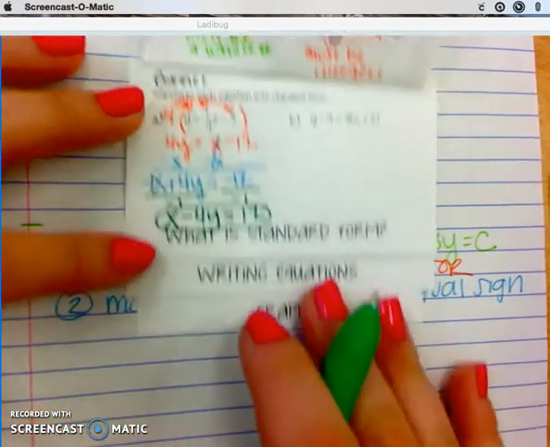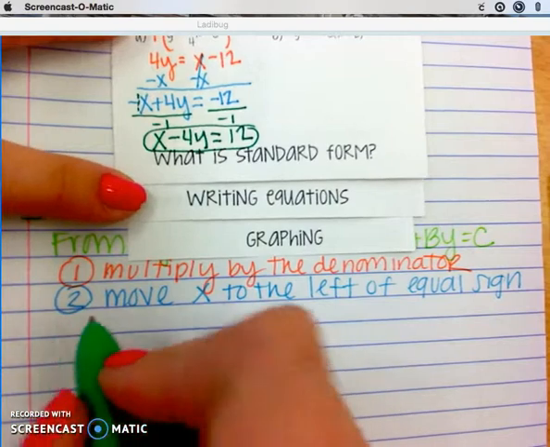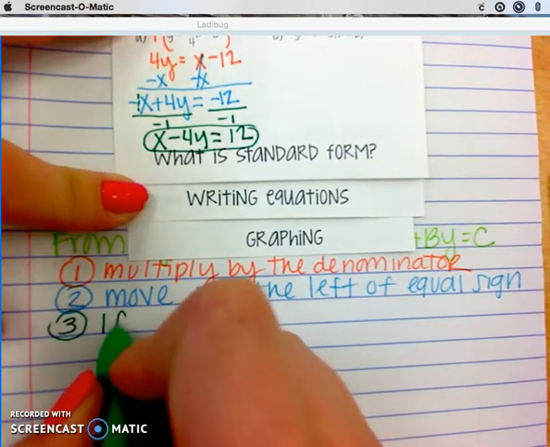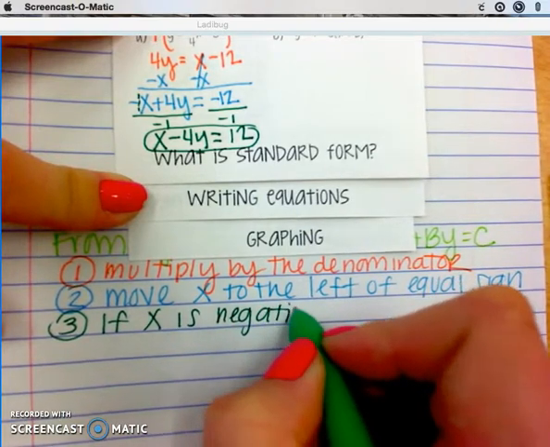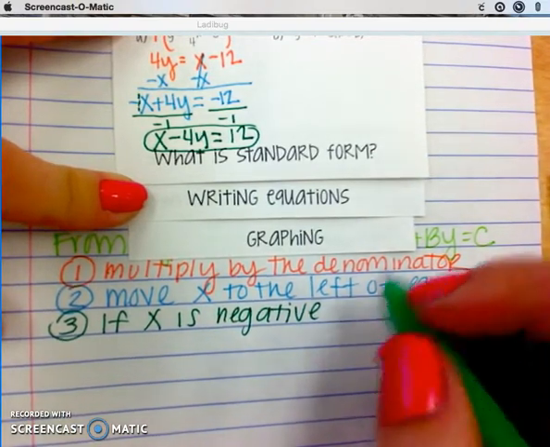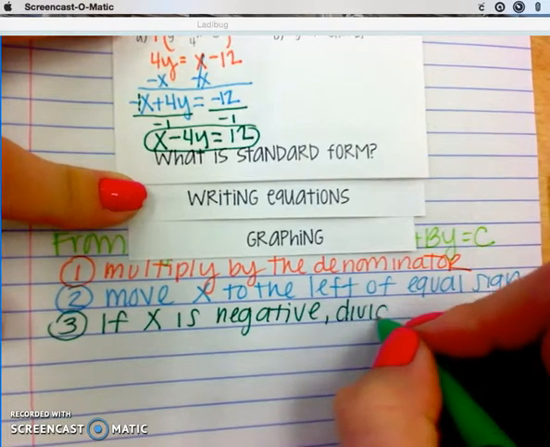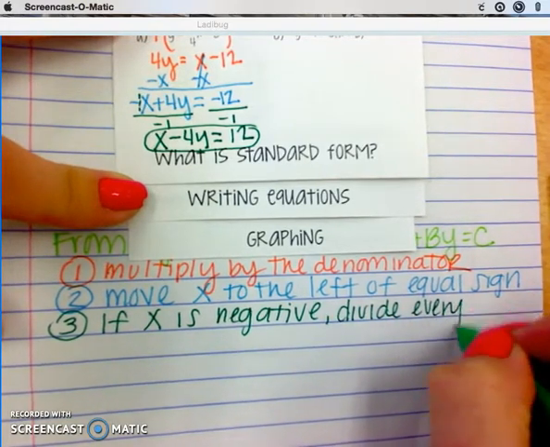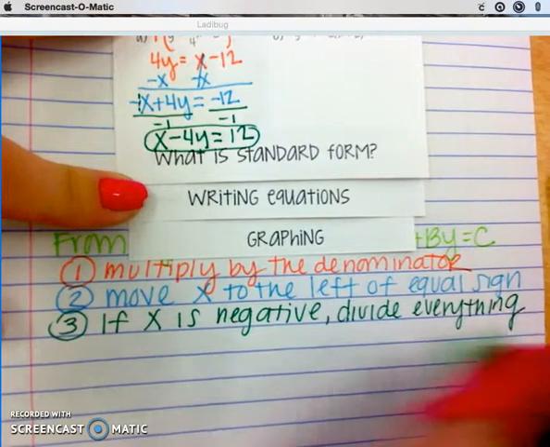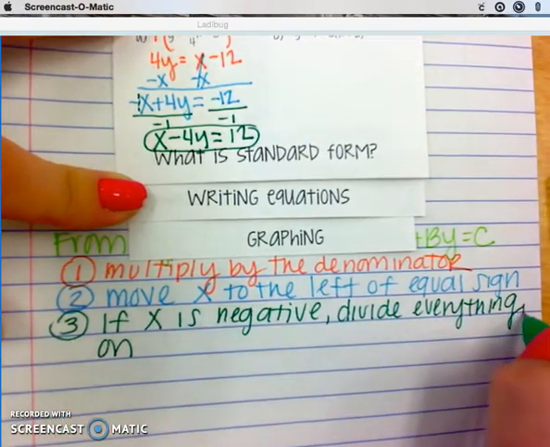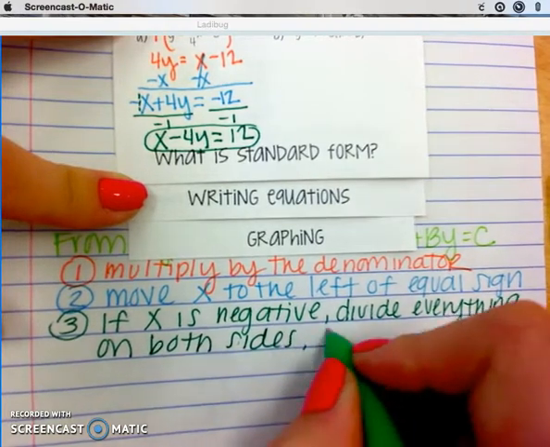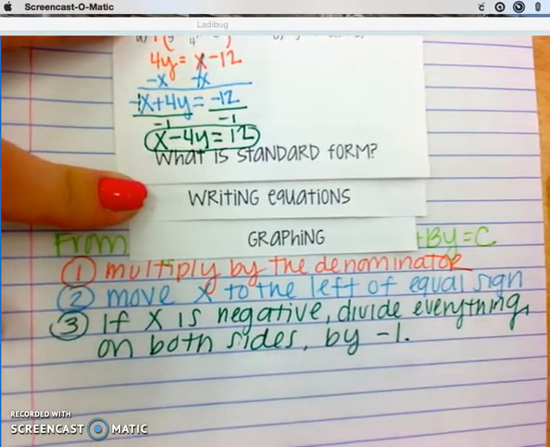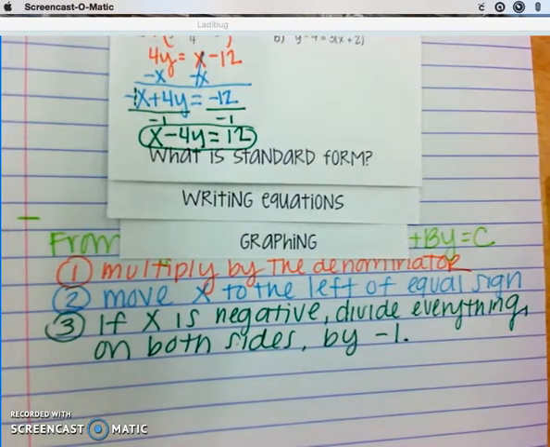So I do have those things straight. So 3. If x is negative, divide everything on both sides by -1. Okay?